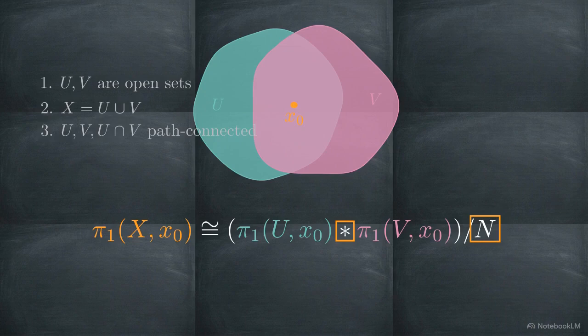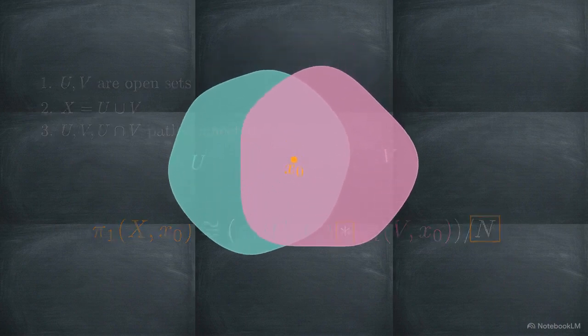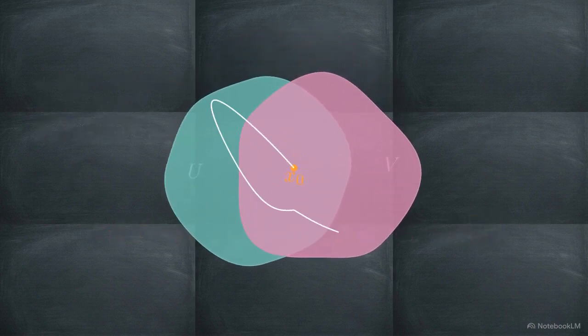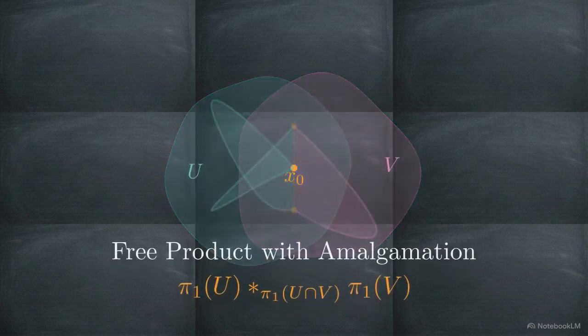The mechanical proof relies on the Lebesgue number lemma. Any wild loop traversing the entire space X can be chopped into tiny segments, such that every individual segment exists entirely within either U or V. Because the overlap is path-connected, we can pull the endpoints of these chopped segments back to our base point. This action translates the topological gluing of spatial paths directly into the algebraic operation of a free product with amalgamation.